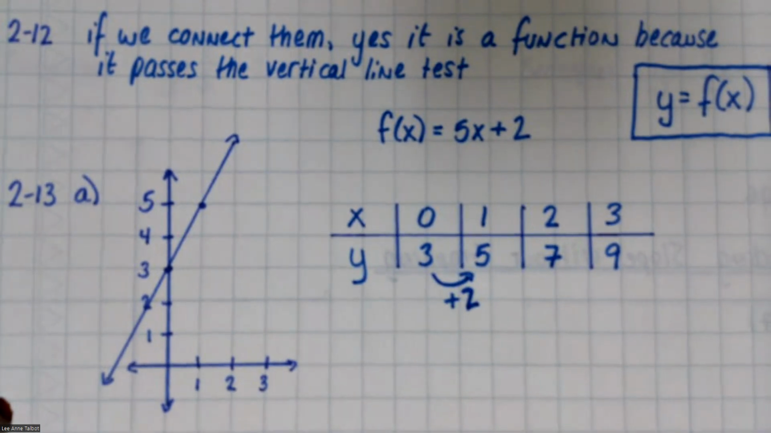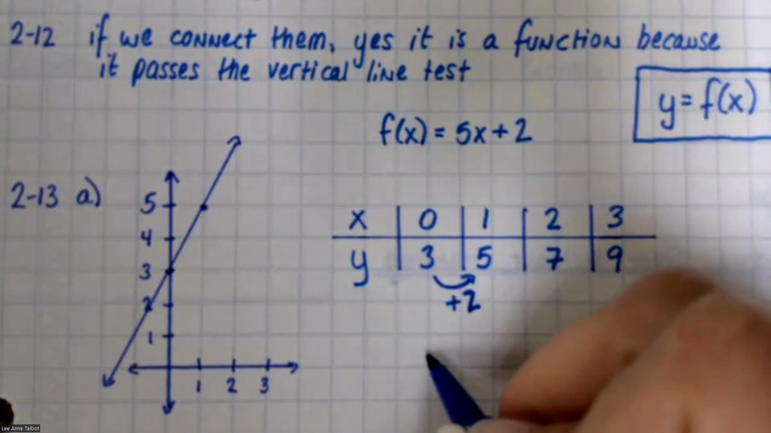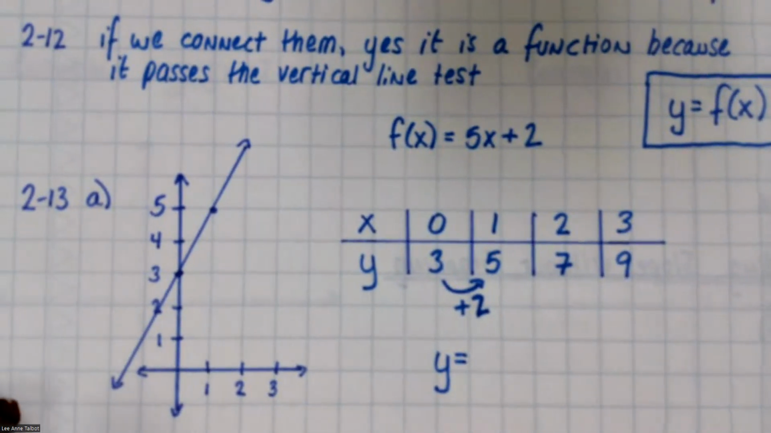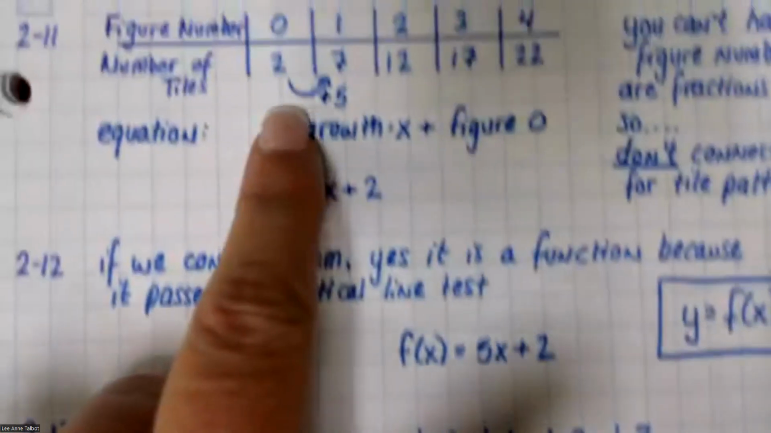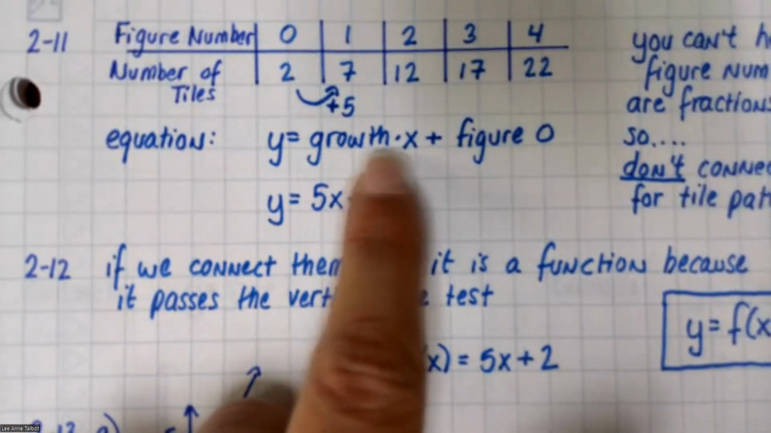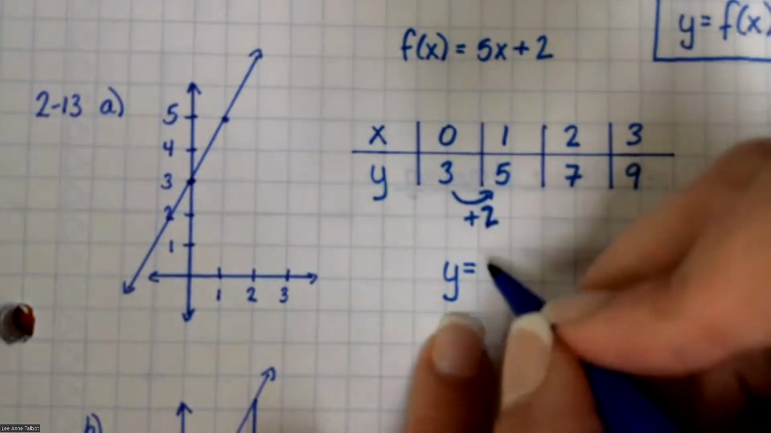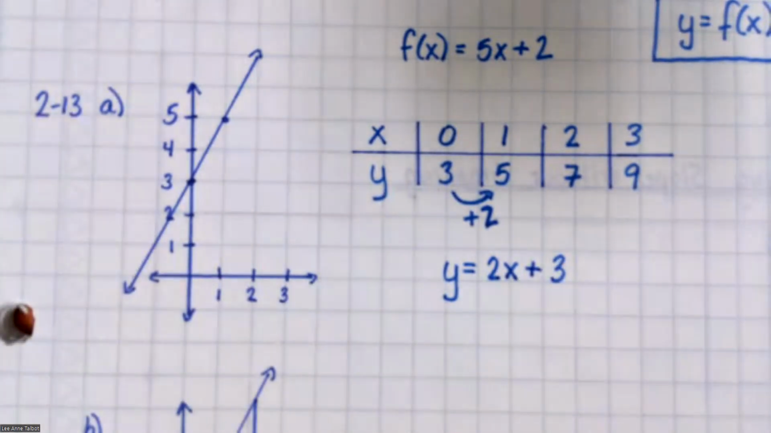Any questions about going from the graph to the table? Okay, now we're going to go from the table to the equation, y equals. I'm just going to remind you right now in the middle of the lecture, the equation is y equals growth x plus figure 0. So y equals growth x, plus figure 0.